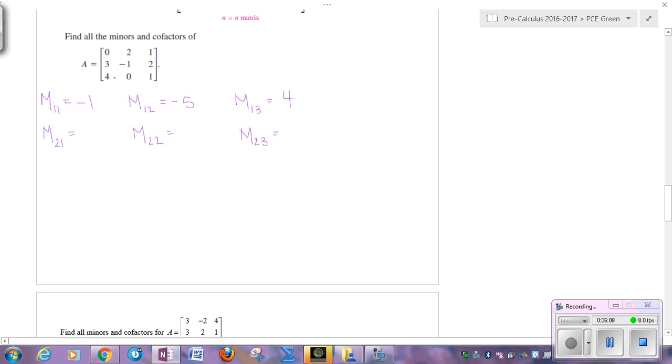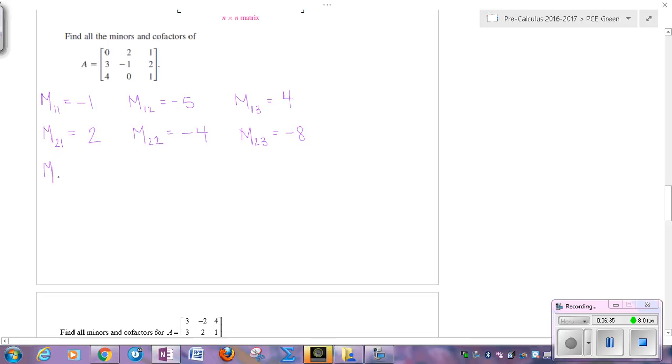So again, now I'm going to cross off the second row, first column. So 2 times 1, so 2 minus 0, so that's going to be 2. Then I cross off second row, second column, 0 minus 4, so -4. And then second row, third column, 0 minus 8, so -8.